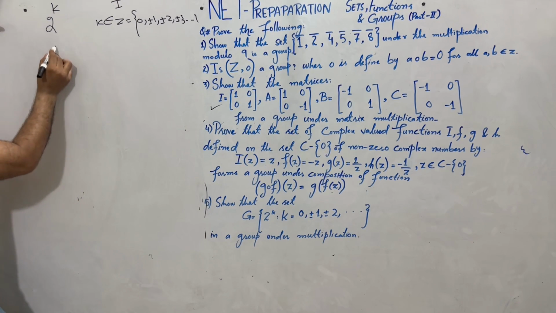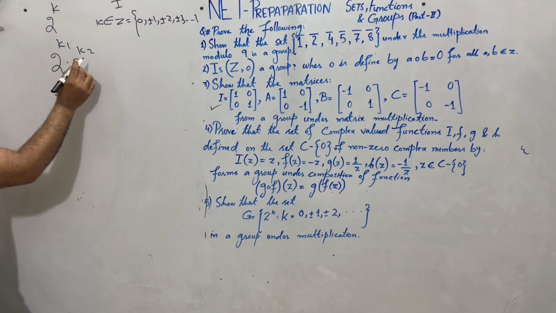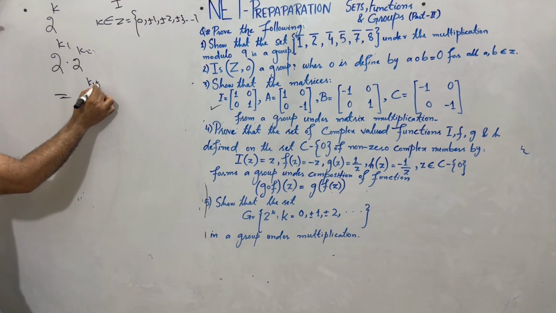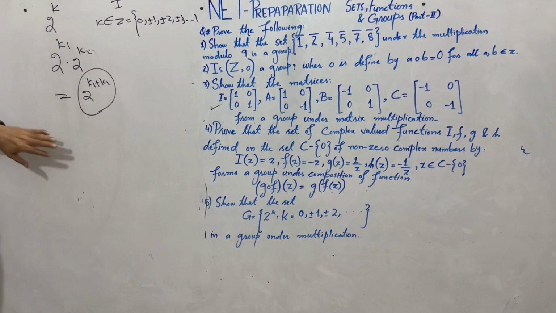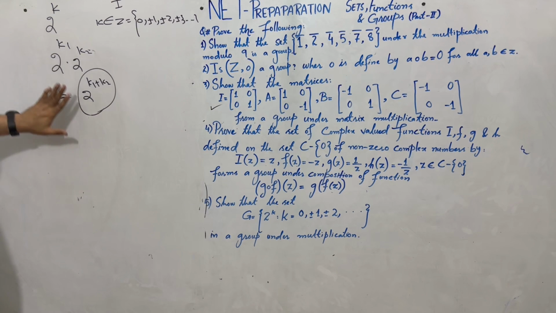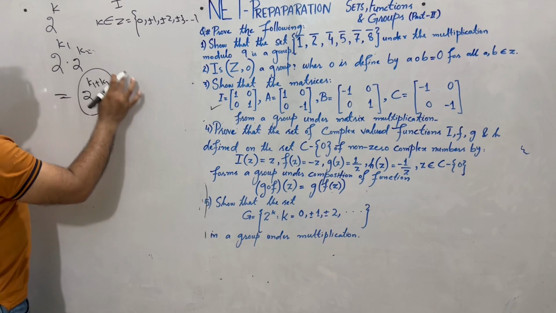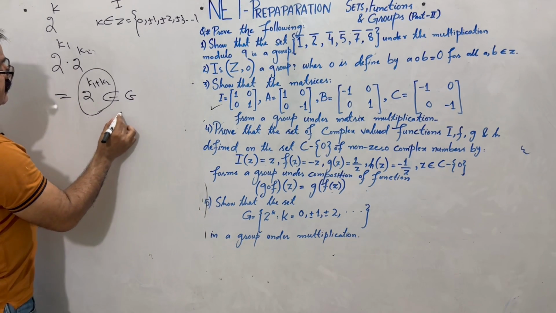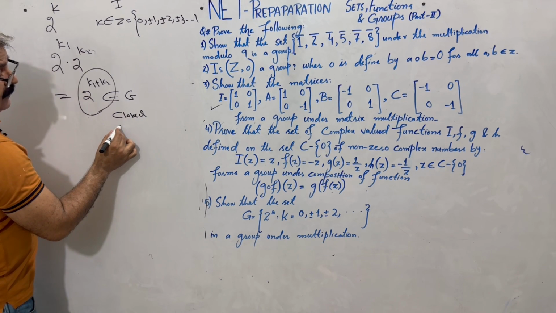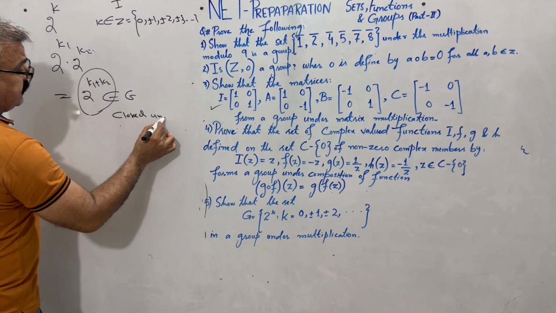Taking any two elements, 2 raised k1 multiplied by 2 raised k2, it's 2 raised k1 plus k2. In multiplication, add their powers. Look at this. The multiplication of any two numbers of this type results again in that type. So it also belongs to our set denoted by G. So it is closed under multiplication of ordinary numbers.